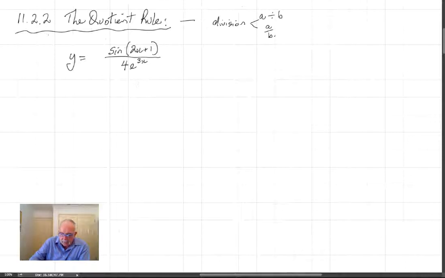So here we've got two functions that are divided by each other. So here we've got f of x over g of x. We've got a particular function in the numerator. We've got another function as the denominator. And so there is a rule for finding dy dx. So we want to find dy dx.